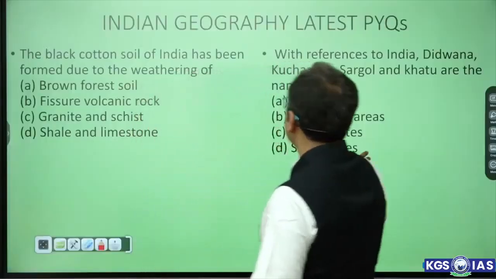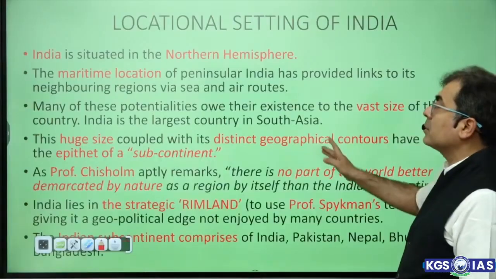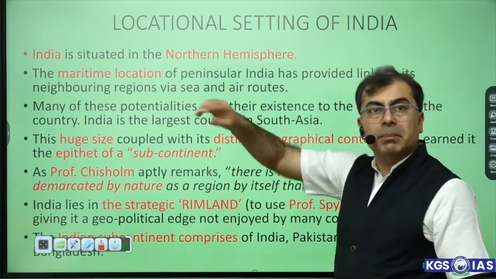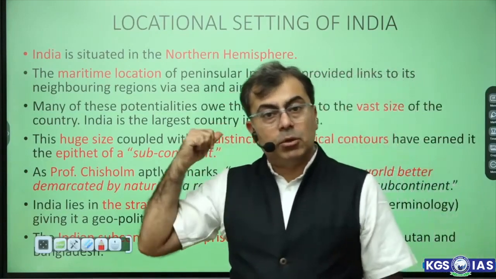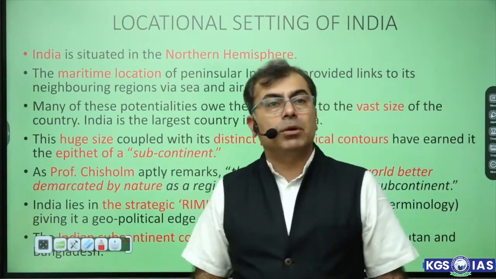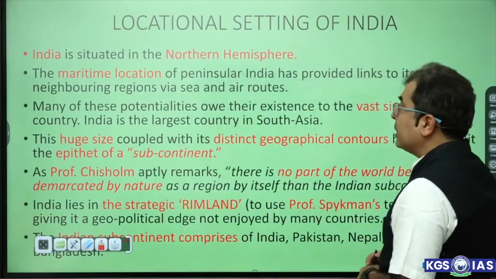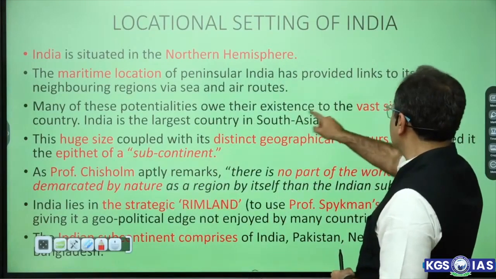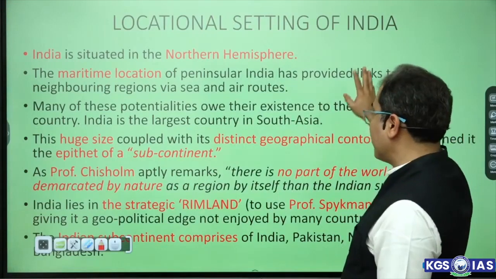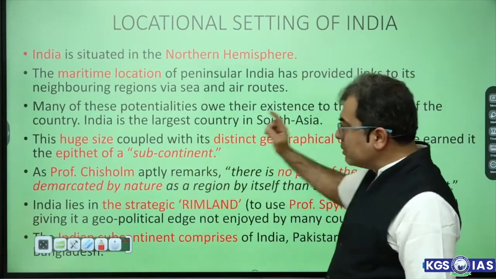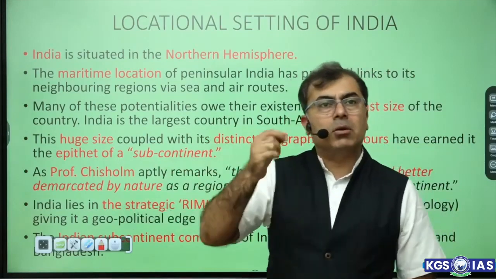Let's come to this: India's location. India is situated in the northern hemisphere. It has a maritime location. Maritime word, I want you to keep on looking at these red words. Maritime location means it has a coastal location also. And many of these potentialities owe their existence to the vast size. So we are a very, very big country. That's what we are talking about. And there has been something talked about us. We are called a subcontinent.